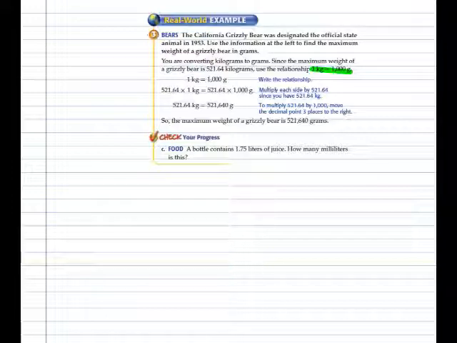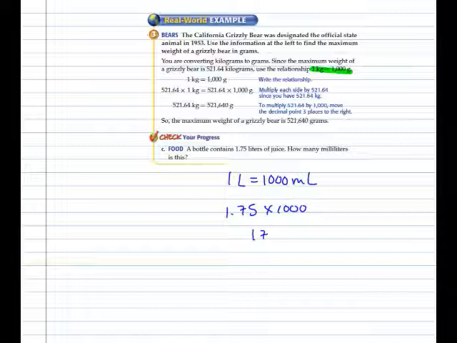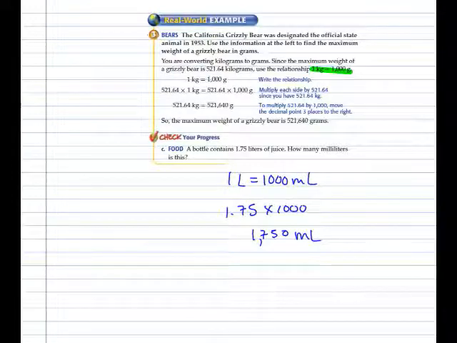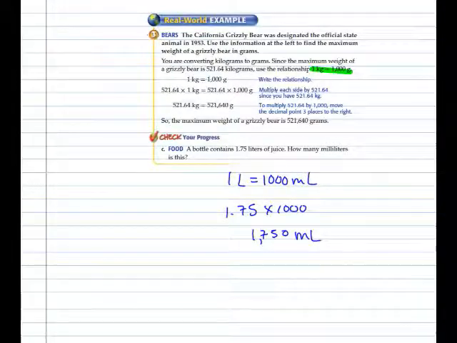In example C, a bottle contains 1.75 liters of juice. How many milliliters is this? So 1 liter equals 1,000 milliliters. So I would take my 1.75 liters times 1,000, and my answer then would be 1,750 milliliters.